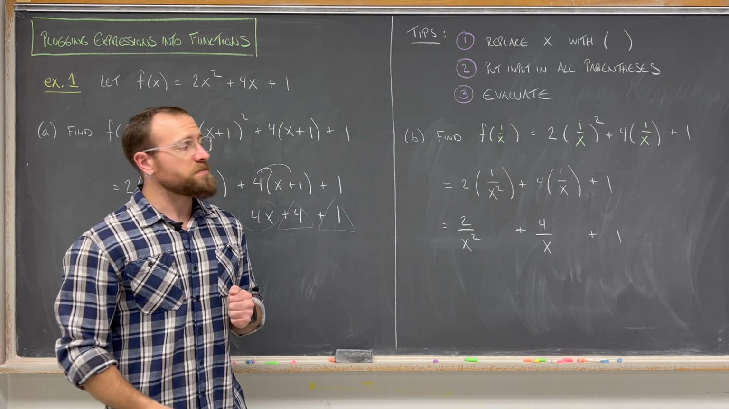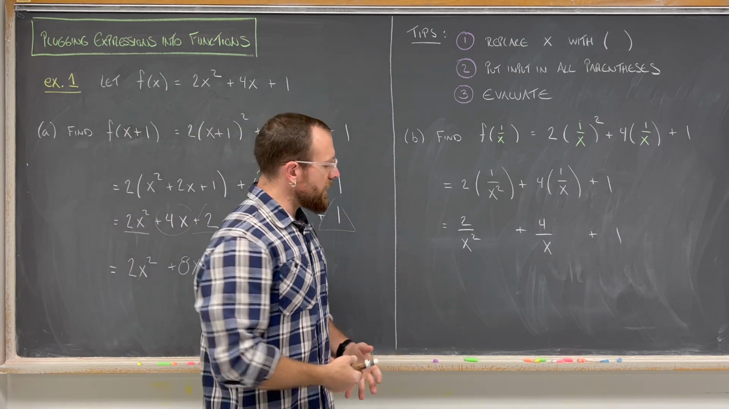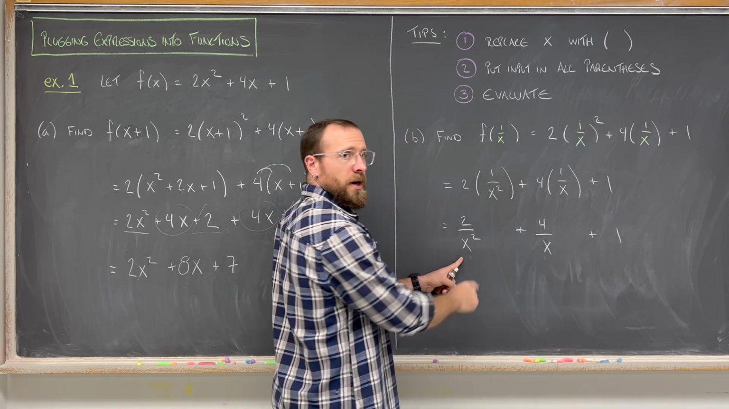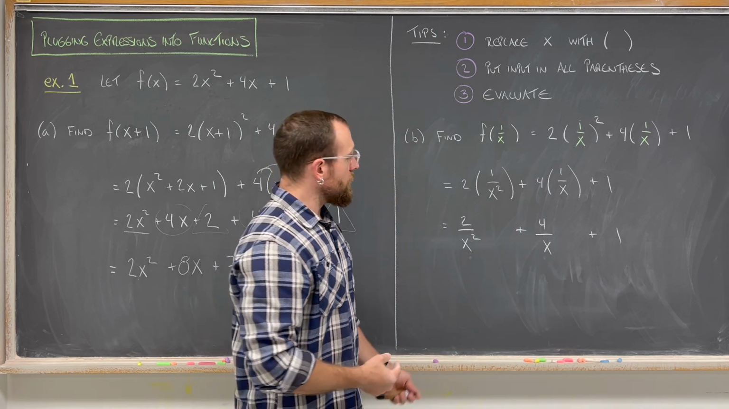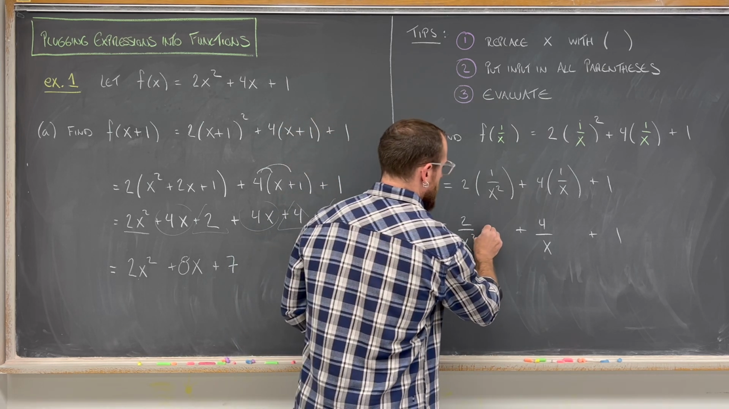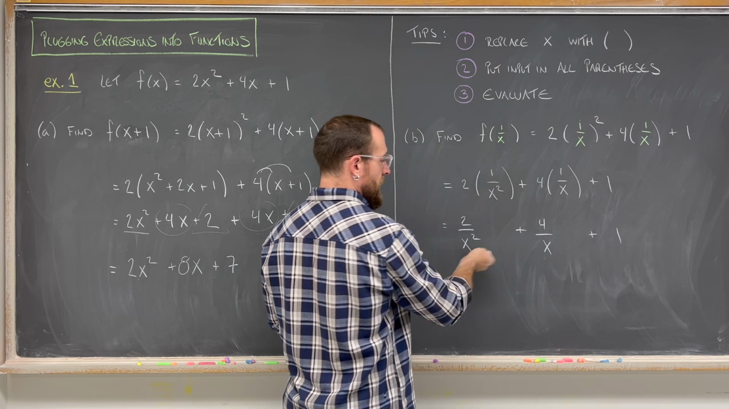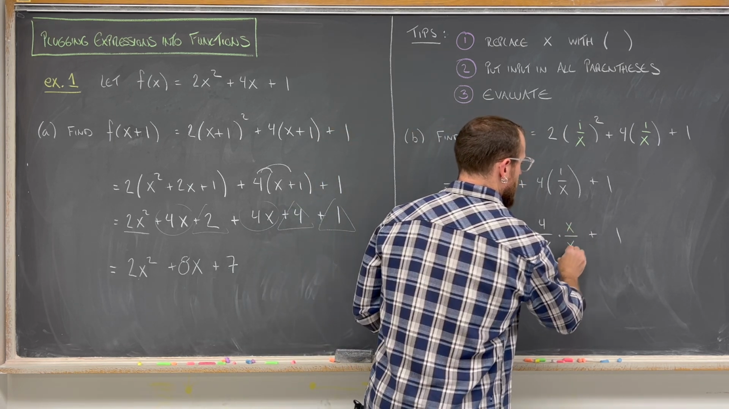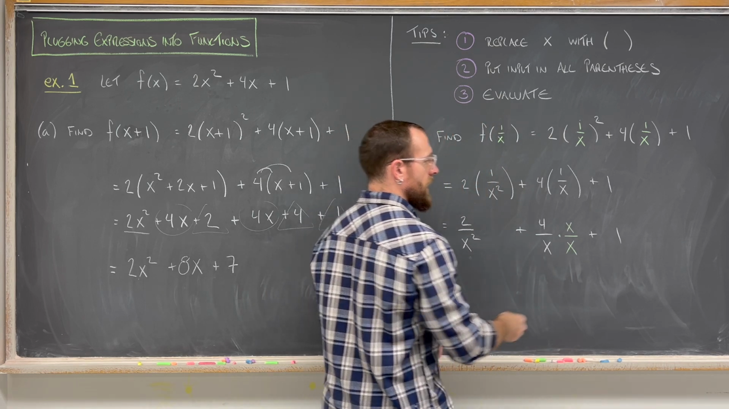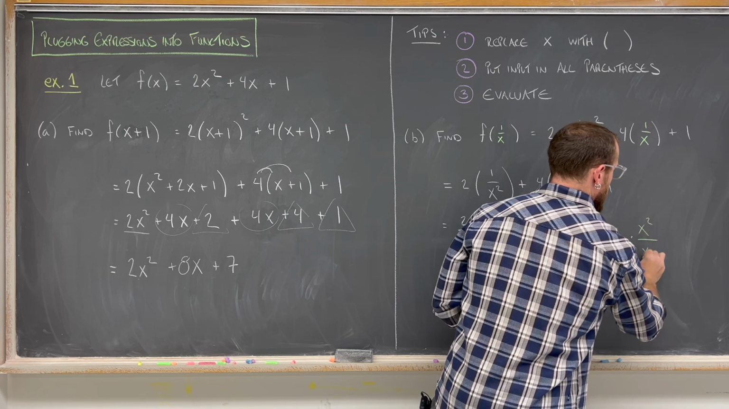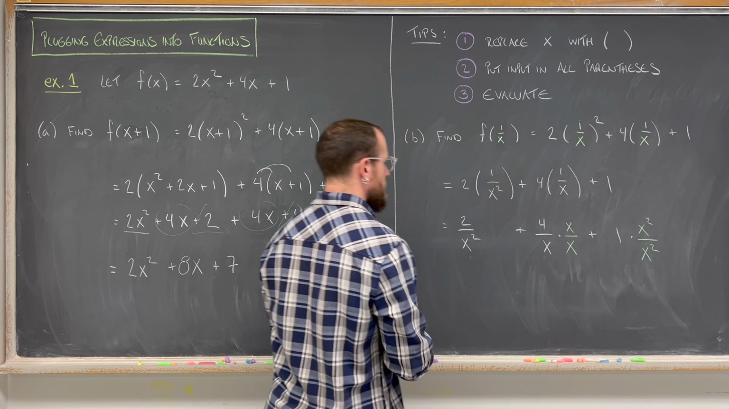I could leave it like this, but let's go ahead and get common denominators. Okay? The denominators that I see are x and x squared. The least common denominator would be x squared, x raised to the highest power that I see. So this one already has the denominator x squared. I can make this one have the denominator x squared by multiplying it by x over x. And I can make this one have the denominator x squared by multiplying it by x squared over x squared.